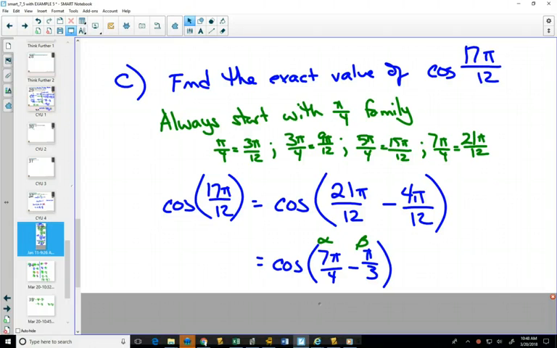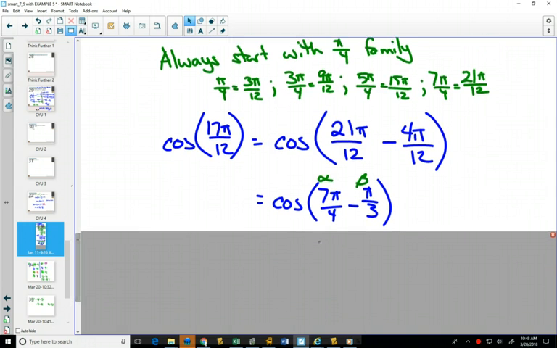So my alpha is 7 pi over 4. My beta is pi over 3. And now I'll give you a second to expand this, write it out. Your final answer, like I said before, should have a root 6, should have a root 2, and a 4. And I'll show you the answer in a second.